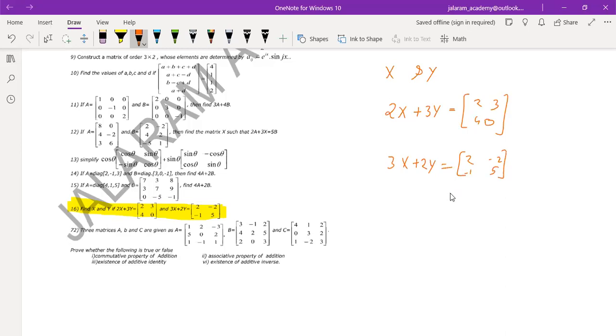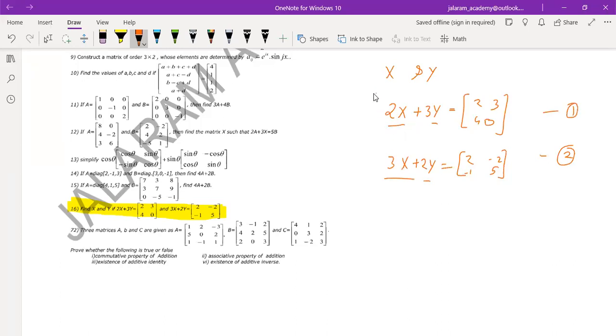So how to find this? We have to use the same procedure as we use in simultaneous linear equations, means by making the coefficients of x or coefficient of y, any one of them, the same, by multiplying by a fixed number.